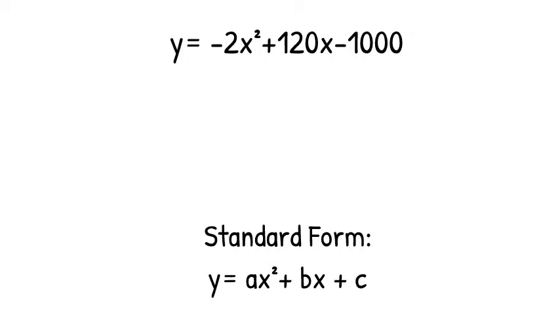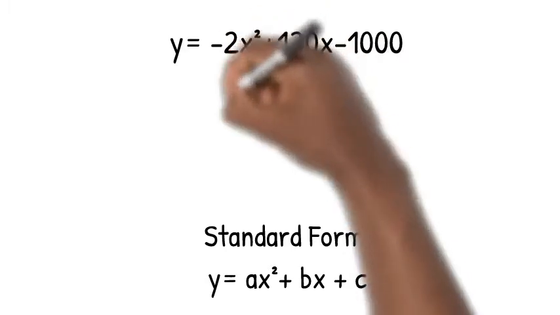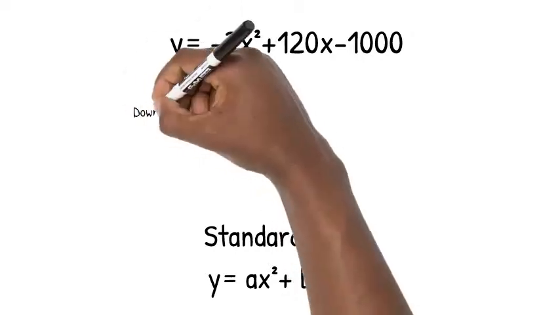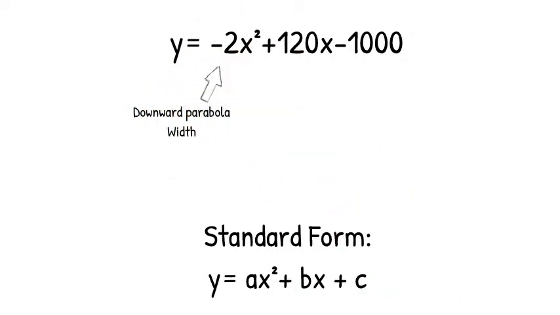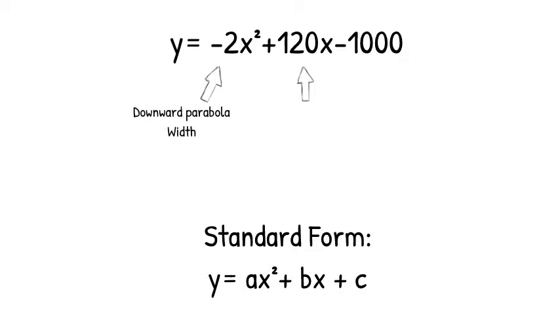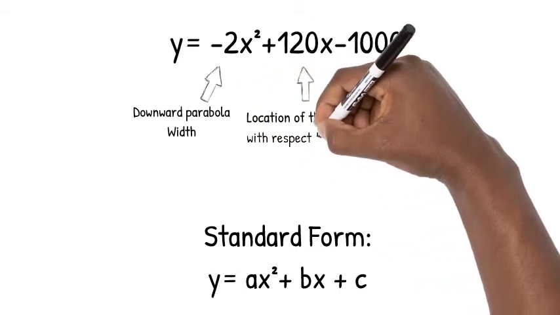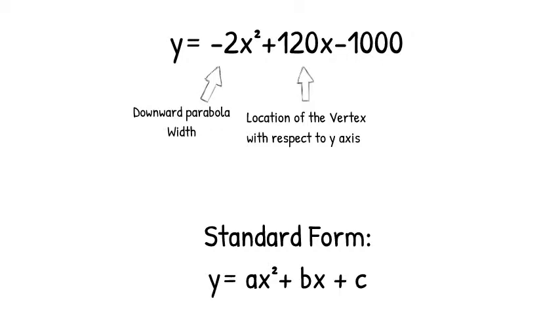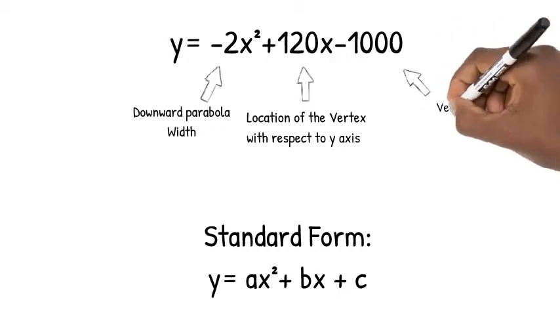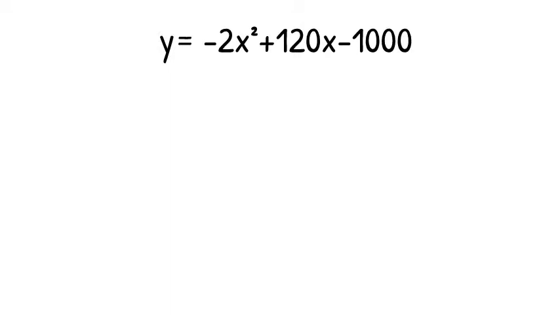Since we know this graph is going to make a parabola, each part of the equation gives the parabola its form and location. So this -2 means that it will be a downward-facing parabola, and the 2 indicates the width of the parabola. This 120 impacts the location of the vertex with respect to the y-axis, and this -1,000 controls the vertical shift of the parabola. It is also the location where the parabola will cross the y-axis. All right, with that, let's take a look at the questions.